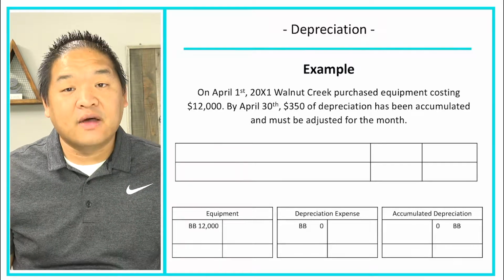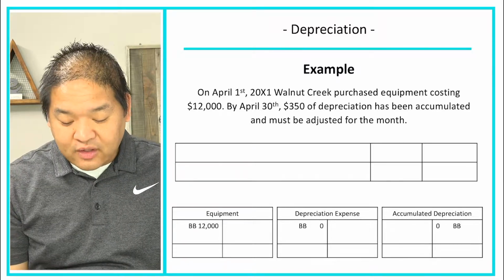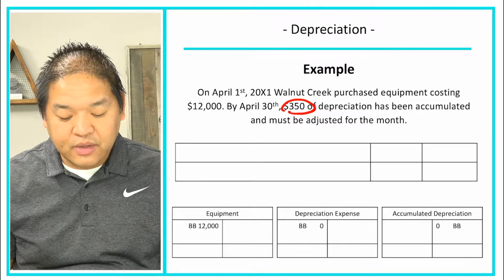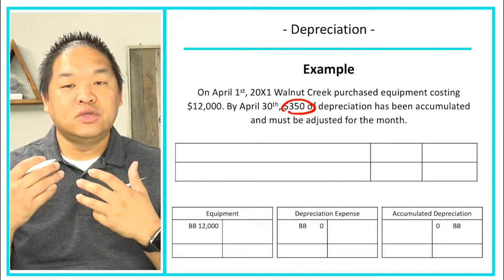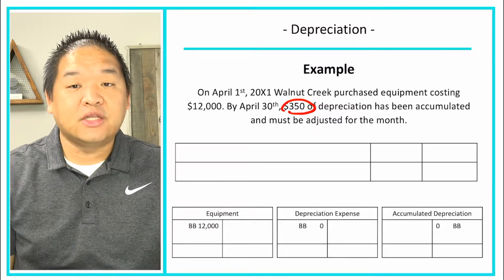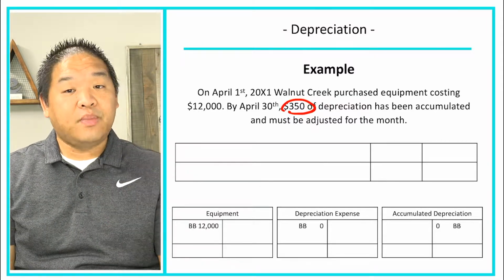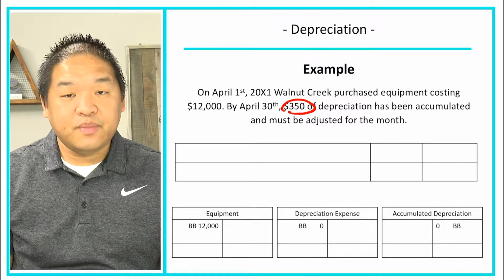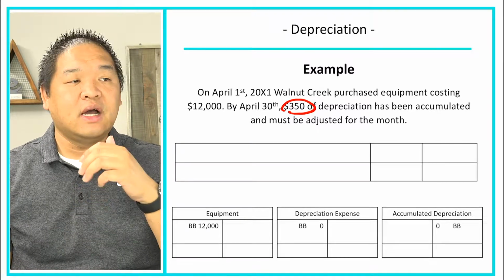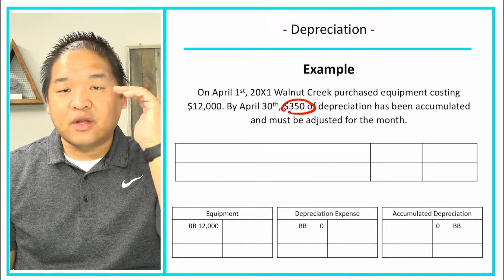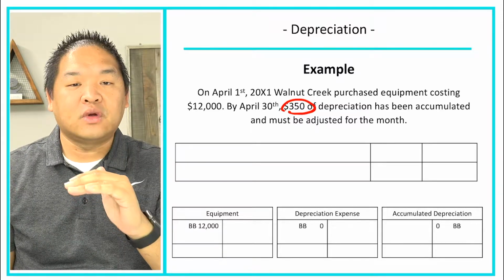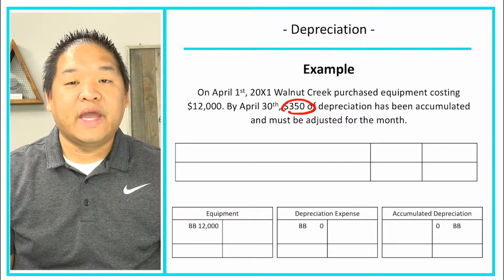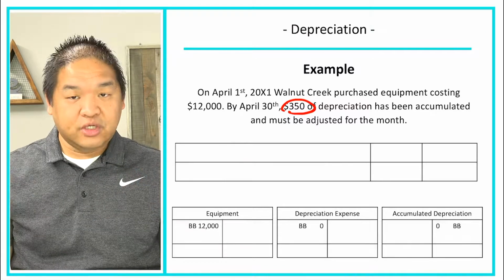By the end of the month, $350 of depreciation has been accumulated and must be adjusted for the month. So we need to do the adjusting entry. Well, the cash was already paid. Just for your information, it was debit equipment for $12,000, credit cash for $12,000. Now we've got to do the adjusting entry, the depreciation.